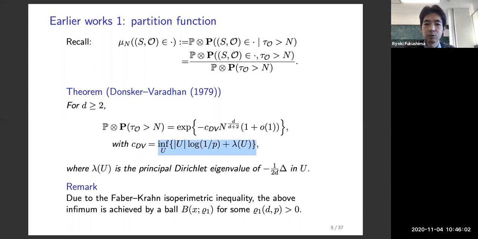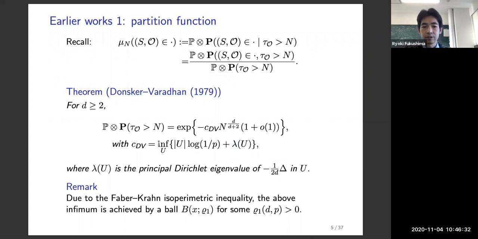So you want to minimize the sum of the volume of some set. This is in Euclidean space, continuum Euclidean space. You want to minimize the volume plus the principal eigenvalue, the first eigenvalue of minus Laplacian in this set U. I will tell you how this variational problem arises, and also why this stretched exponential behavior appears, on the next page.